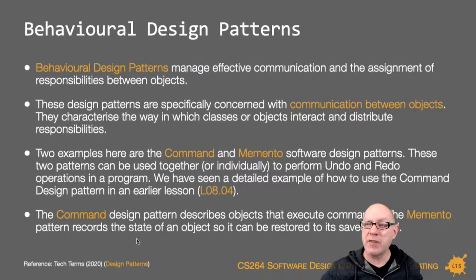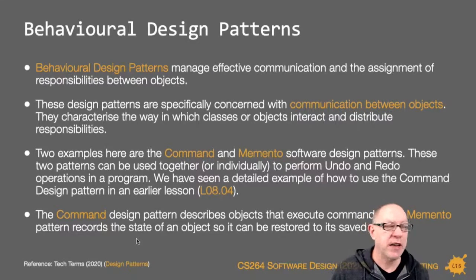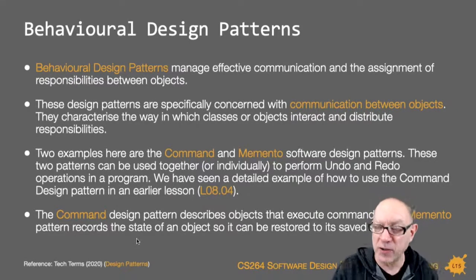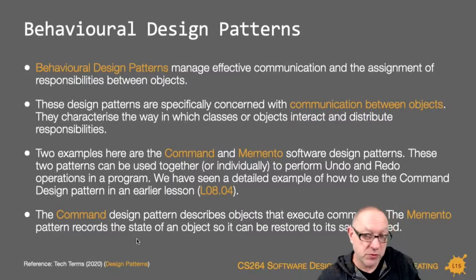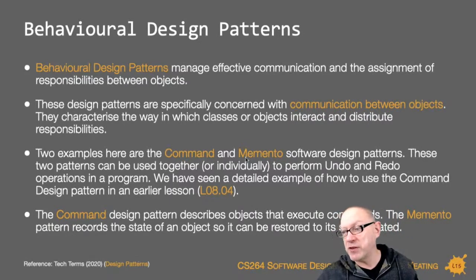So we have the behavioral design patterns next, and these manage effective communication and the assignment of responsibilities between objects. These patterns are specifically concerned with communication between objects. They characterize the way in which objects and classes interact and distribute responsibility. So for example, two classics are command and memento.